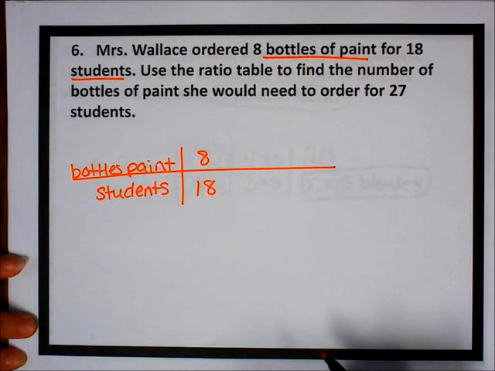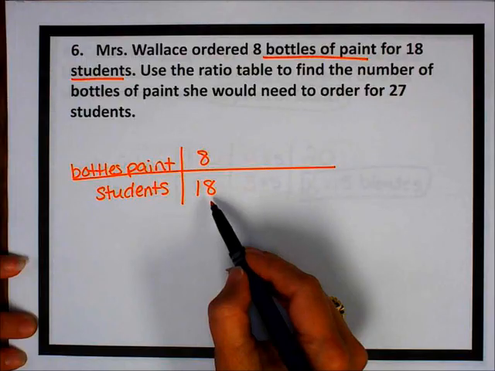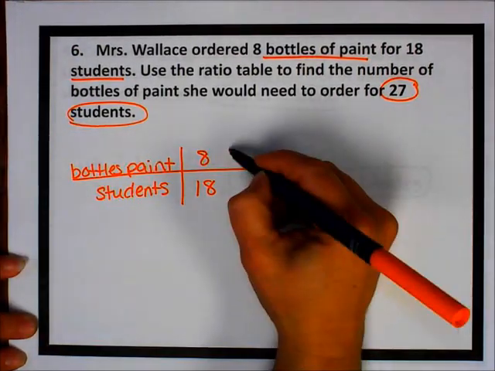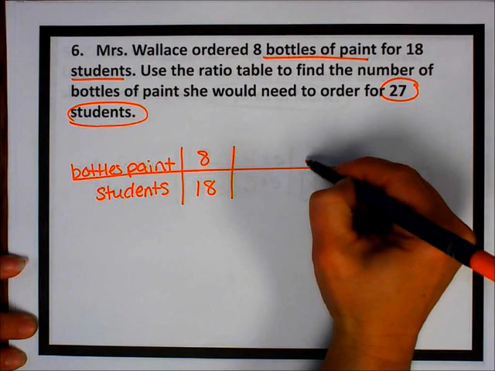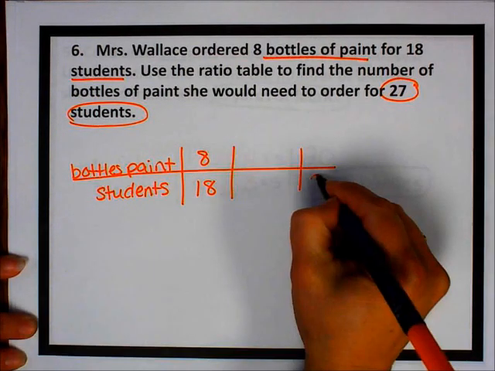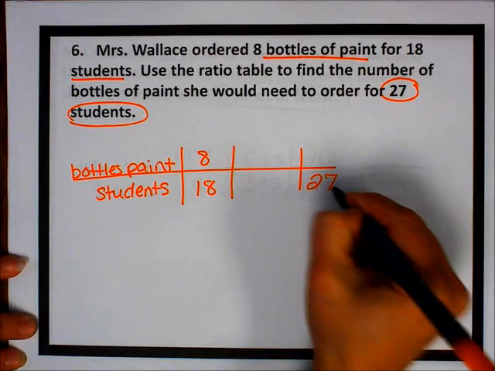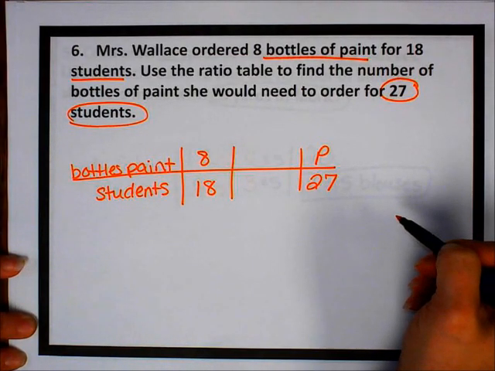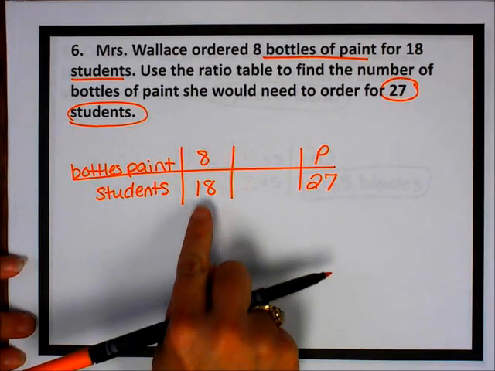But I don't want to know how many bottles for 18 students. I want to know how many for 27 students. So students is on bottom. So I'm going to put 27 on bottom. And add a variable. This one I'm going to use the variable P for paint. And now we're going to solve to figure out what P is equal to.